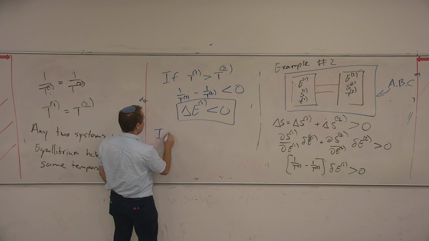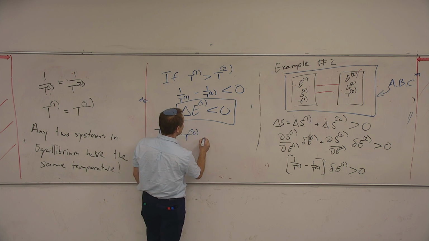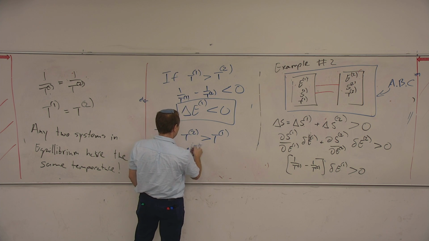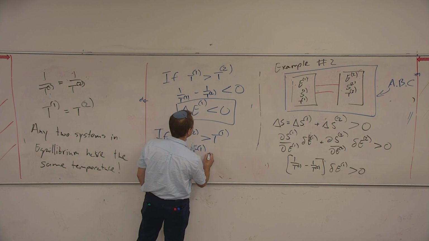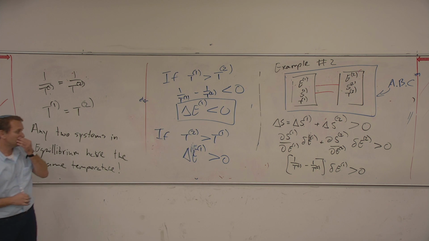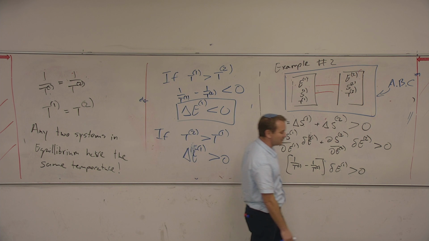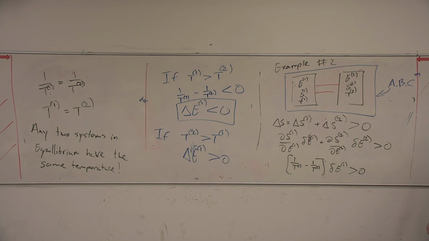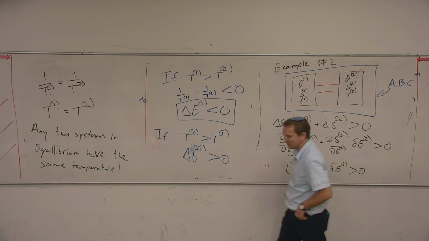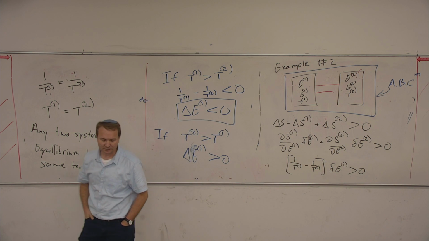And if T2 is larger than T1, we will obtain that delta E1 is positive. So this is simple, right? The heat flows from a hot system to a cool system, and not the other way around. It's not a reversible process, so it can't be zero. Yes, most of the processes in physics are irreversible.